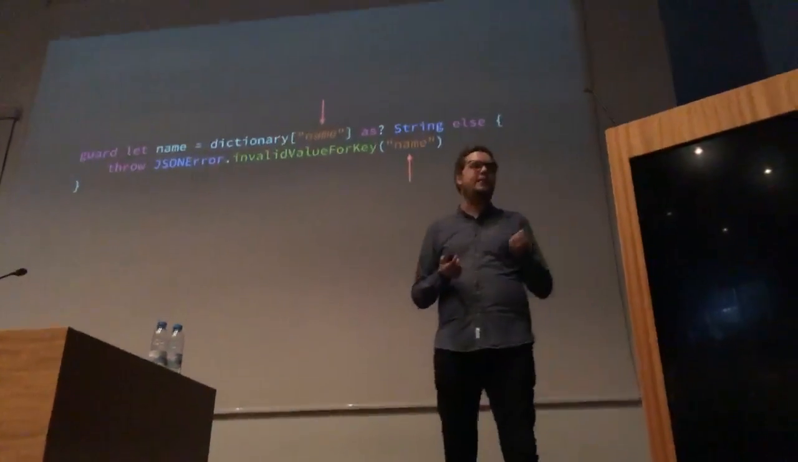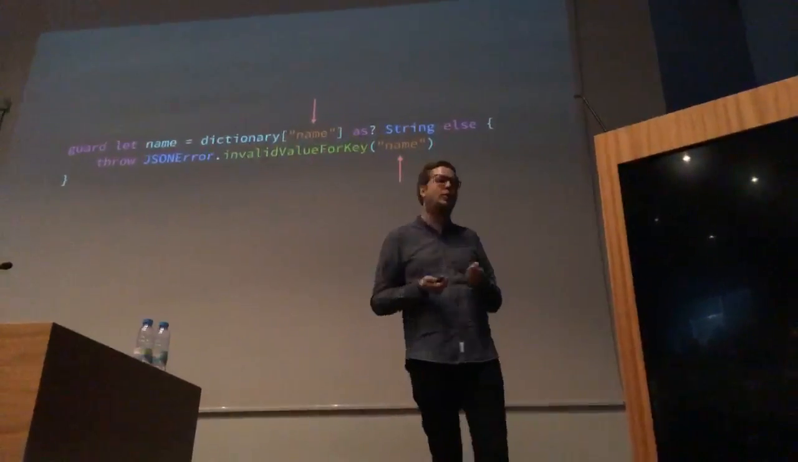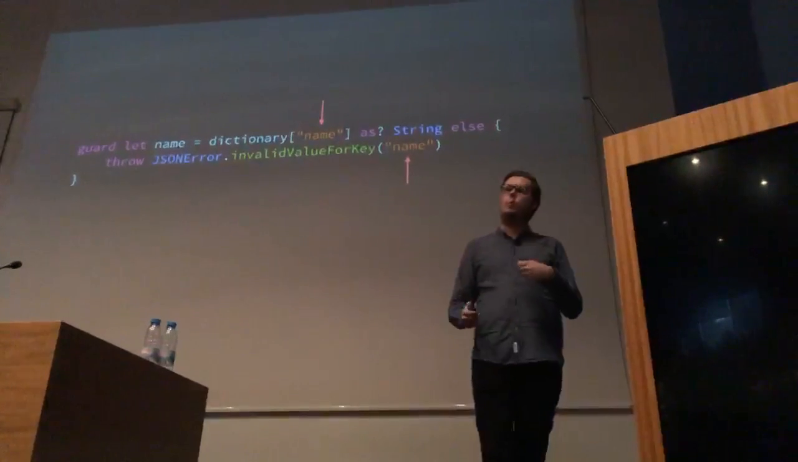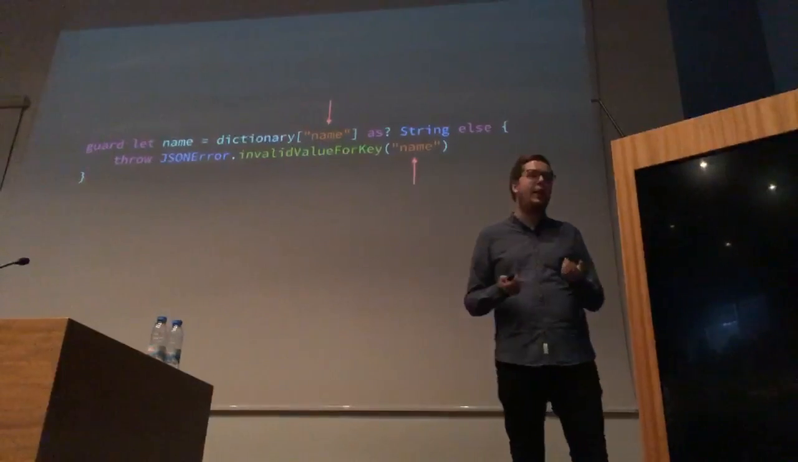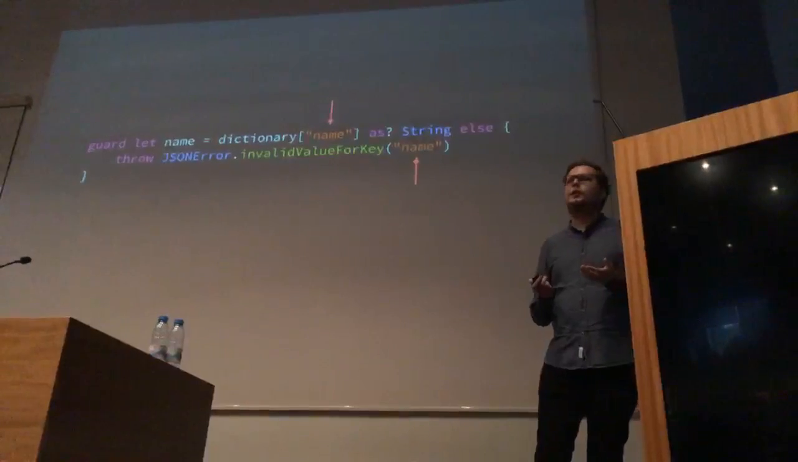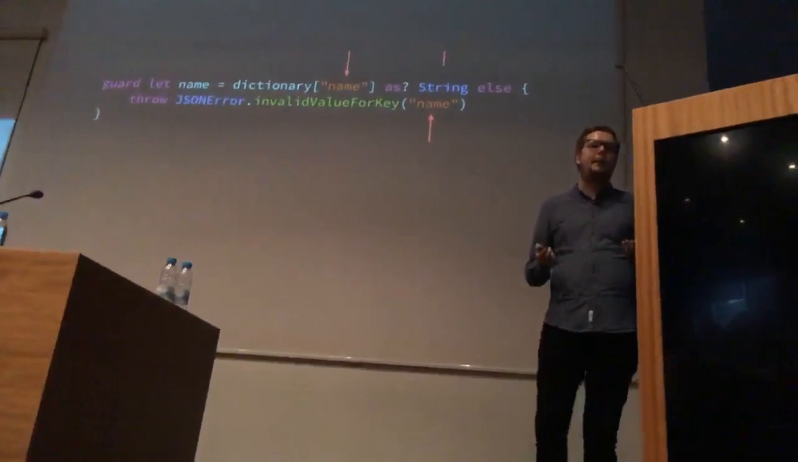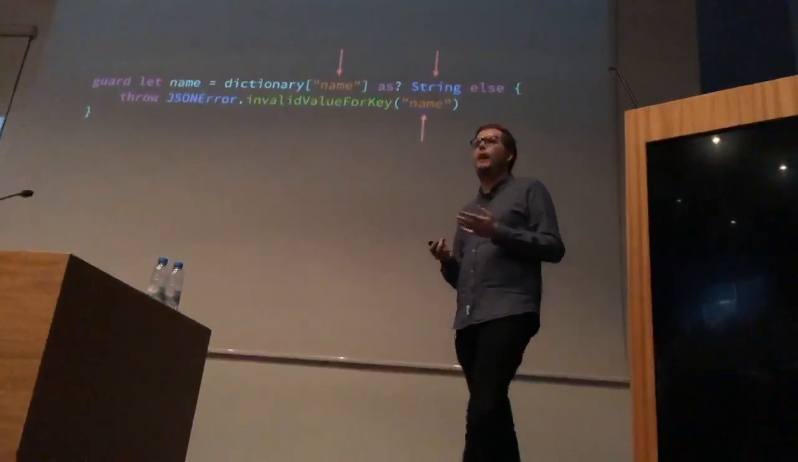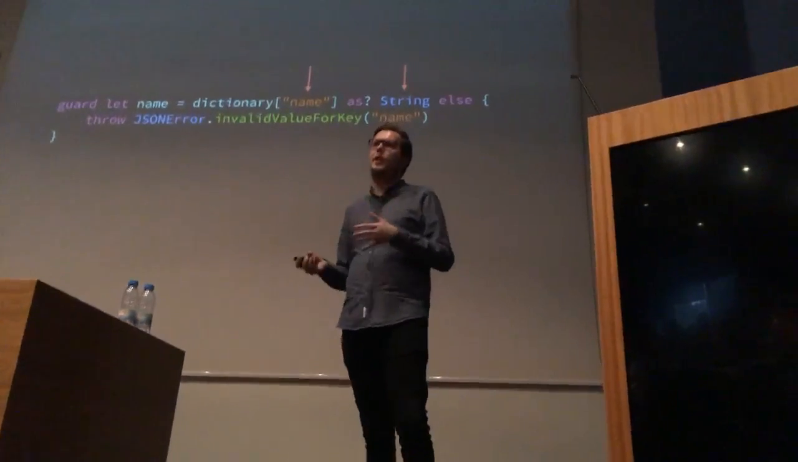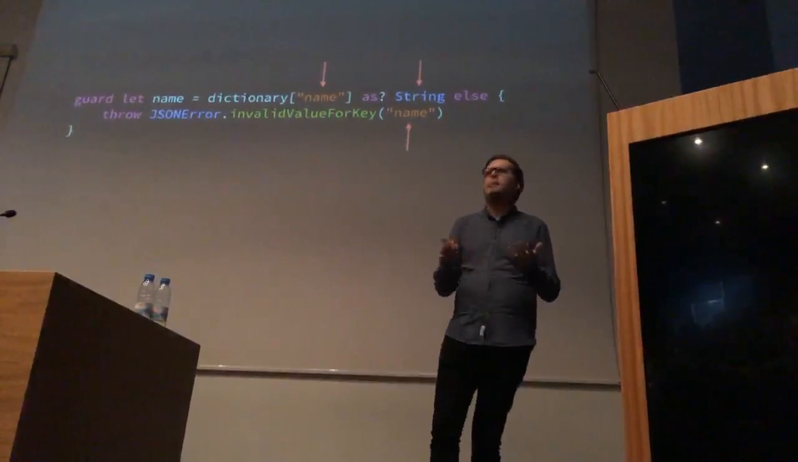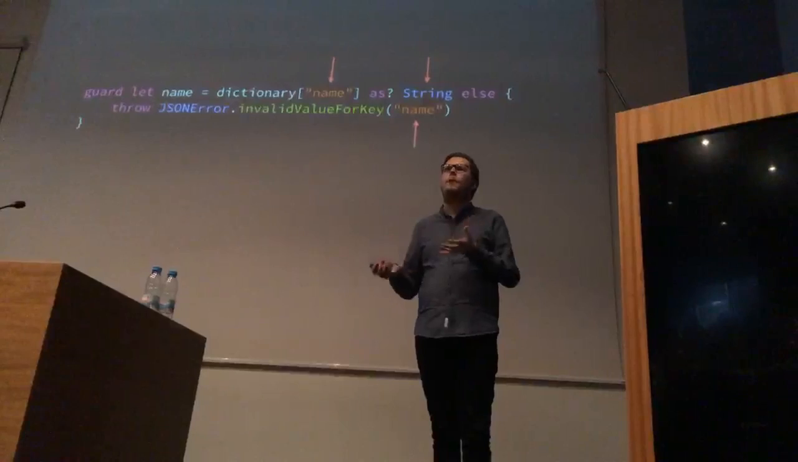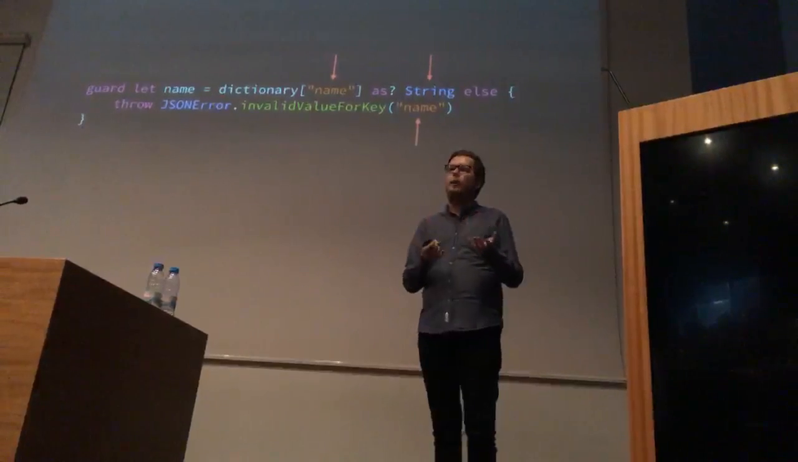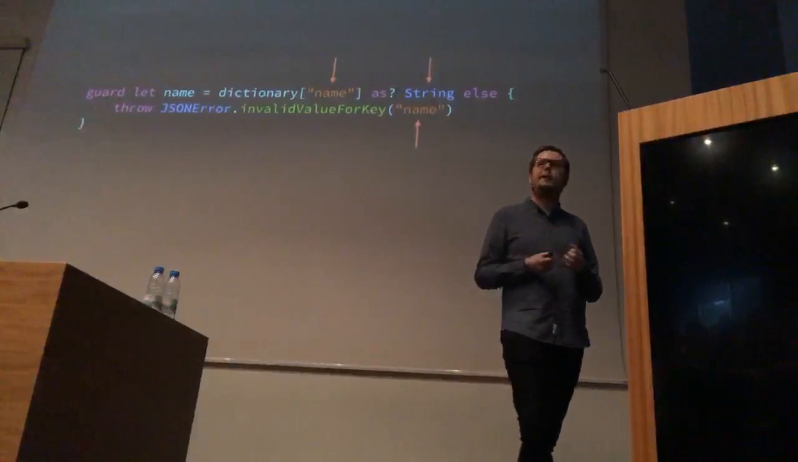So in this case, we have to say name twice. Once when we're accessing it, and once when we're throwing any potential error. Another thing that is duplicated is the type. And here we have to specify that name is supposed to be a string. But we already know that name is supposed to be a string. All that information is already available on our model. So why should we have to specify it twice?